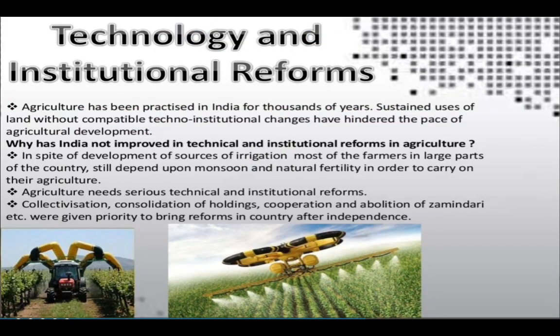Now, let's discuss an important topic in this chapter itself, that is technology and institutional reforms. What reforms and changes have been brought in technology as well as institutions to improve the agriculture of India, and how has it improved? It is a very important board exam question, and here we are discussing that in detail. Agriculture has been practiced in India for thousands of years. Sustained use of land without compatible techno-institutional changes has hindered the pace of agricultural development.